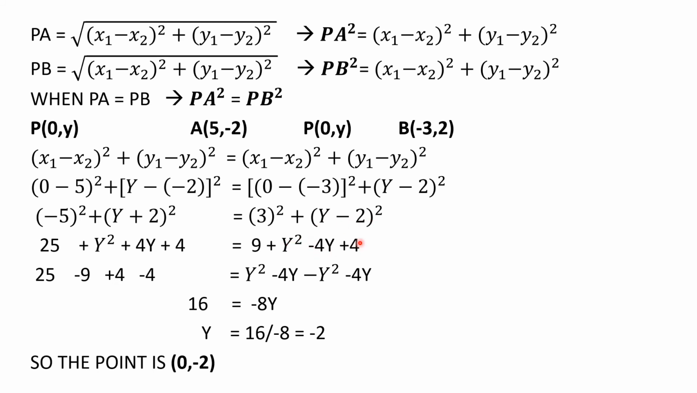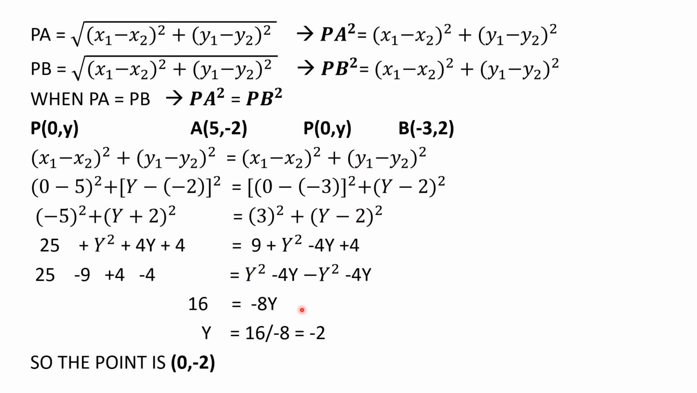So bringing down all the constants and the variables on each side, that is, we are bringing the variables to the right hand side, constants to the left hand side. 25, this 9 if it comes that side minus 9, this plus 4 is there, this plus 4 if it comes that side minus 4, this y square minus 4y is there, this y square if it goes that side minus y square, and this plus 4y if it goes that side minus 4y.